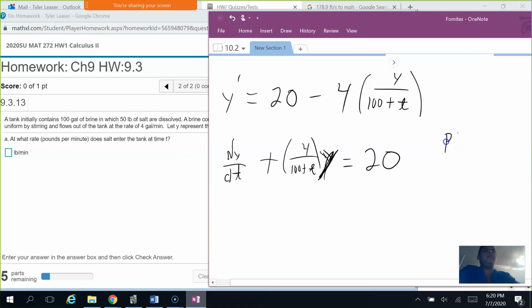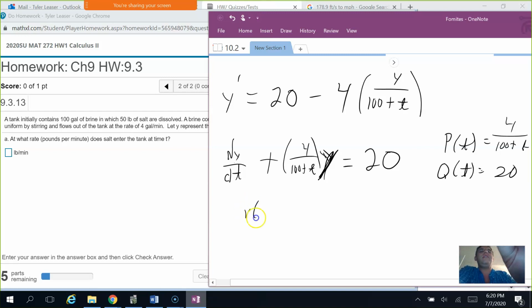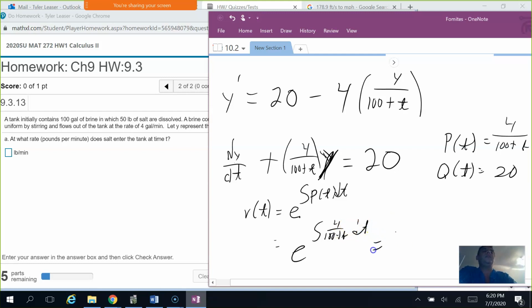This means that I have my p and I have my q. The p is the coefficient on the y, that's the 4 over 100 plus t. Q is just going to be the value on the right-hand side, so just 20 in this case. We need to find our integrating factor. The integrating factor we get by taking e and raising that to the integral of p. P is this 4 over 100 plus t, so I need to take the antiderivative of that.